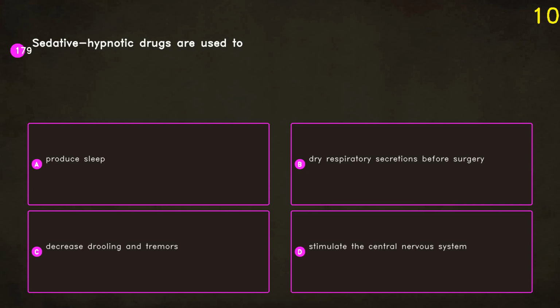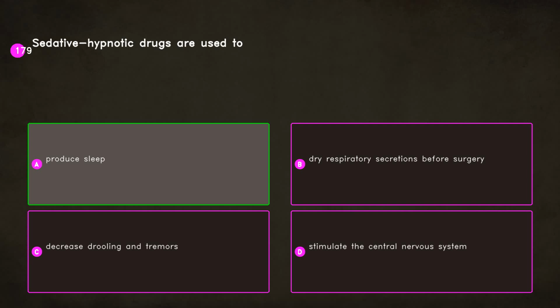Question 179. Sedative hypnotic drugs are used to A. Produce sleep, B. Dry respiratory secretions before surgery, C. Decrease drooling and tremors, D. Stimulate the central nervous system. The correct answer is produce sleep.